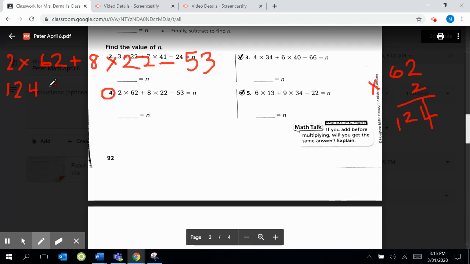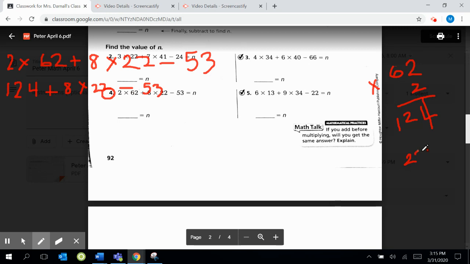124. Then we're going to write down all the other information from above: plus 8 times 22 minus 53. It's important that you be neat when you do this because otherwise you might get the wrong answer. So I'm going to start at the beginning again from left to right, and I skip this one because this is adding, but I see that I need to do 8 times 22.